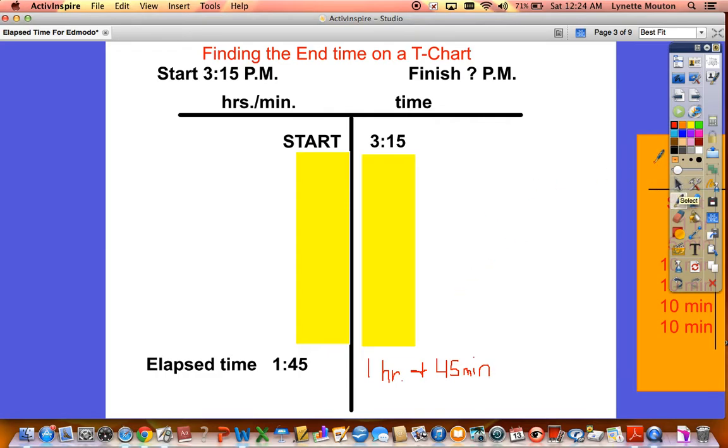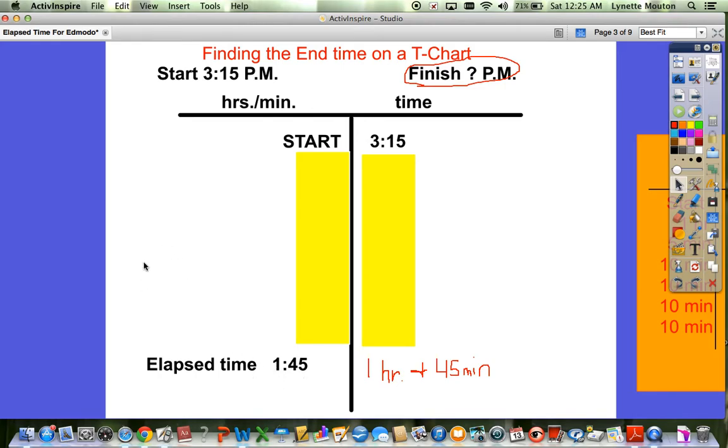And now we're going to find the end time is what we're looking at this time, because they've given us the start time, which is 3:15, and the elapsed time, which is 1:45. That's the amount of time, 1 hour and 45 minutes. That's the amount of time they want to pass until we get to our end time. So we'll have to figure out what that end time is. So we start at 3:15, always keeping in mind that we want to go 1 hour and 45 minutes.